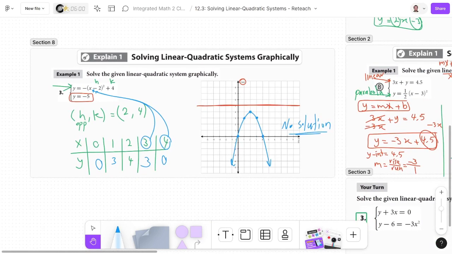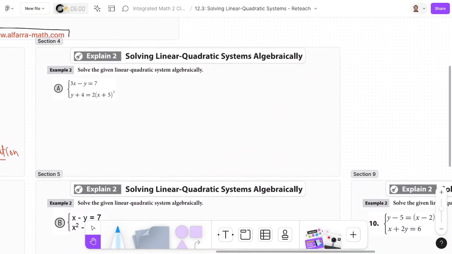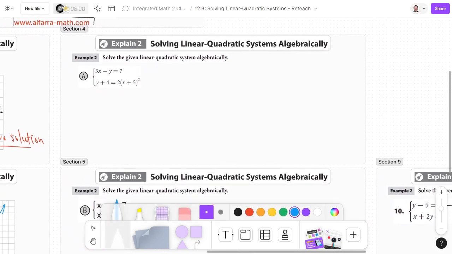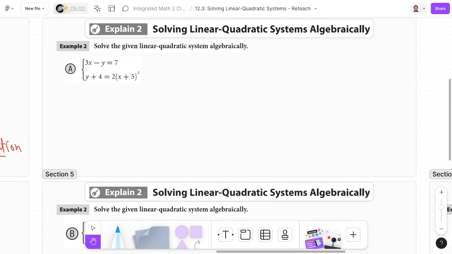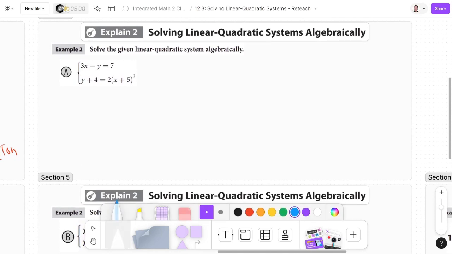Now let's go to the second part of the lesson, which is solving quadratics algebraically. How can I solve this one algebraically? Same thing. It's easy, but you just need to focus on how you do it. It's similar to elimination or substitution. First you need to write the linear equation in terms of y. So isolate y.